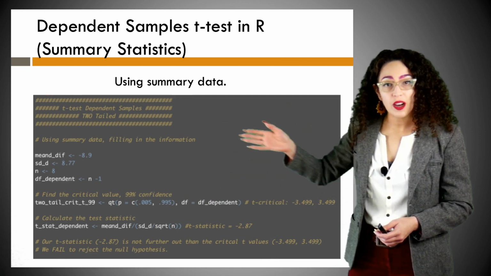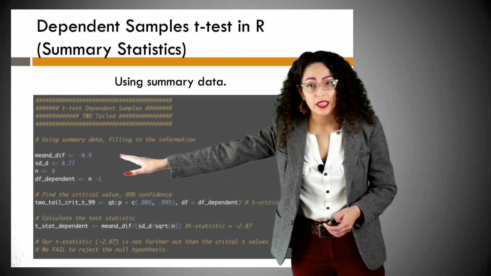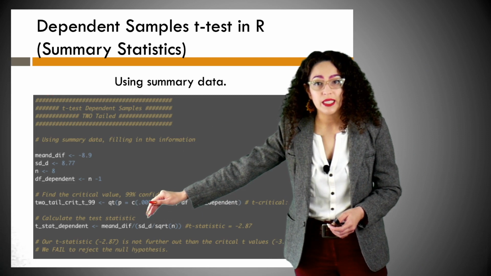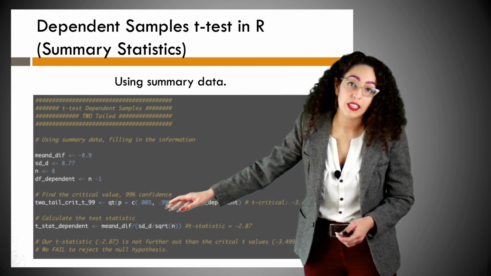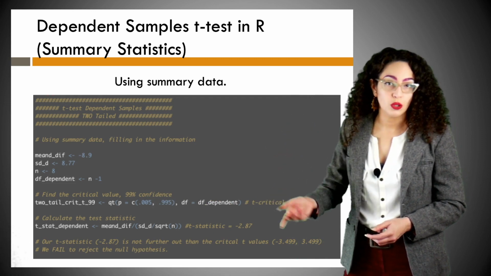Then we just put all of our information into our equation where we take that mean difference, which is that negative 8.9, and we divide by the standard error, which is the standard deviation divided by the square root of n, and we get that same value that we got before, and we fail to reject.